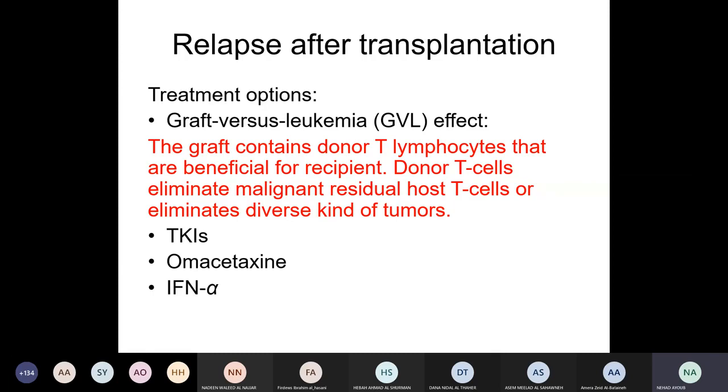We can also do graft versus leukemia. We can introduce or give a donor cytotoxic T lymphocytes that can recognize and attack and kill leukemia cells in the host. Okay. This is again one option. طبعا هون في عنا issues with rejection and graft versus host disease and so on. But this is again one option. A mastotaxin could be another option. Okay, to patients who relapse after transplantation.